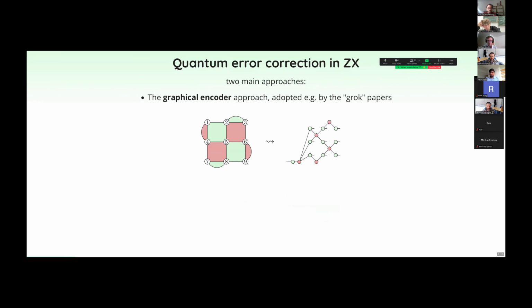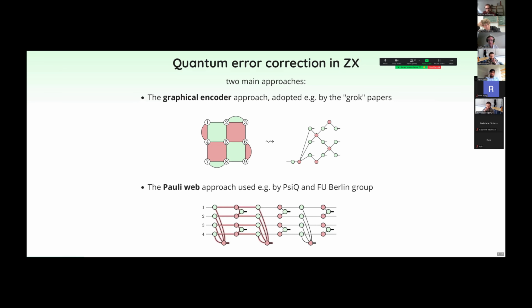Two main approaches people have looked at. There's been other things, but these were the main approaches people have taken. One is a graphical encoder approach to study quantum error correcting codes. There's a couple of papers with Grok in the title, like how to graphically Grok X. The idea here is that we take this encoder map and draw it as a ZX diagram, and then do all of the work in terms of this graphical encoder. Another quite different approach is what's called the Pauli web approach. This is where you draw some circuit of operations, which could be unitaries or projectors, and you reason about what's happening with the errors inside of that circuit using ZX techniques.